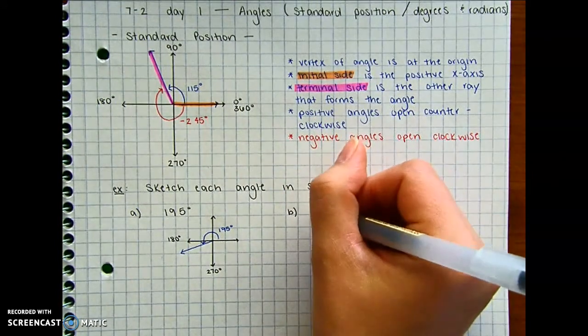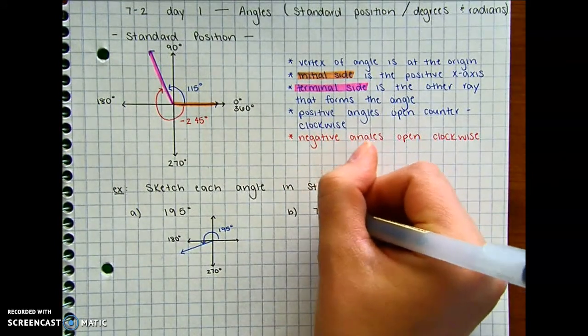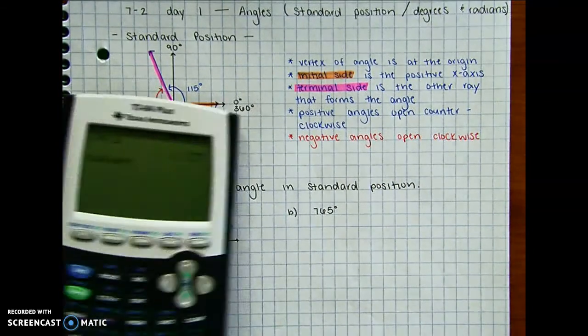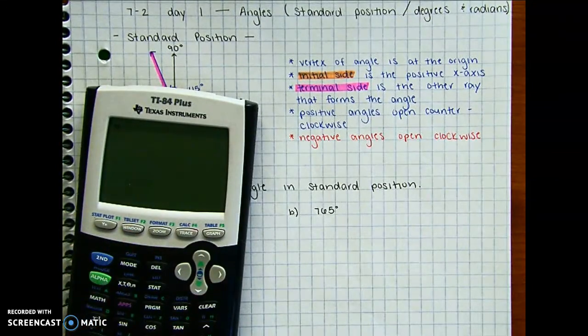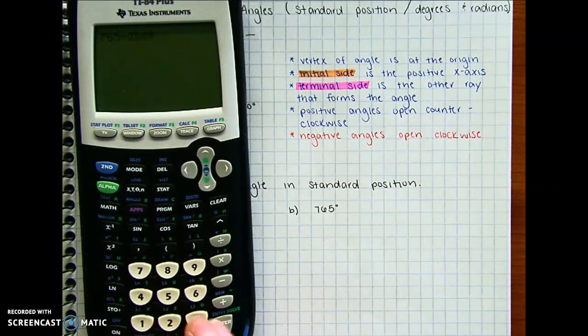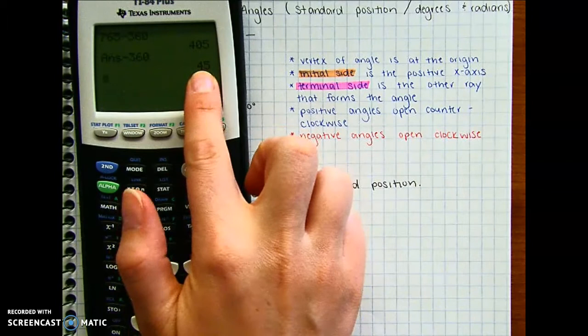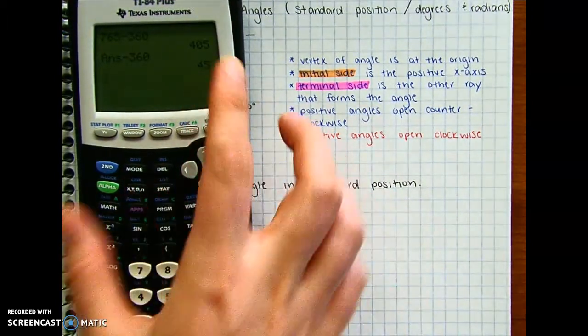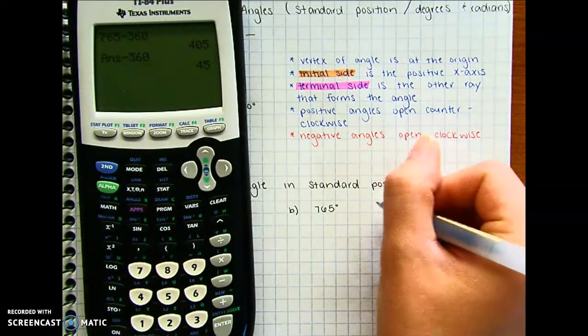Now, like I said, you could go around more than once. So if I said 765 degrees, you could think of it as, okay, well, where would that look inside my 360, right? So we could take 765 and subtract 360, that's 405. Subtract 360, and that's 45. So that means that this is going to be in the same vicinity as a 45-degree angle.